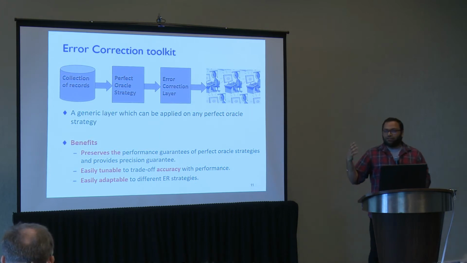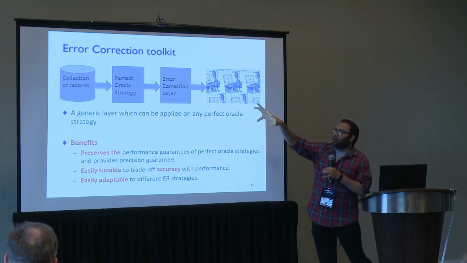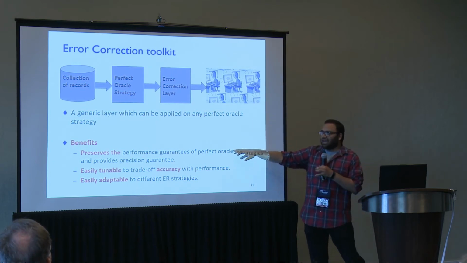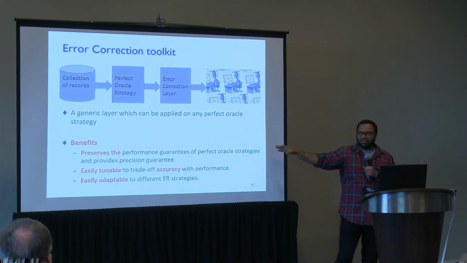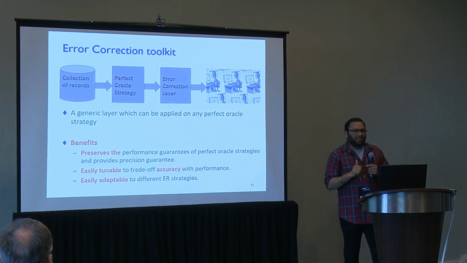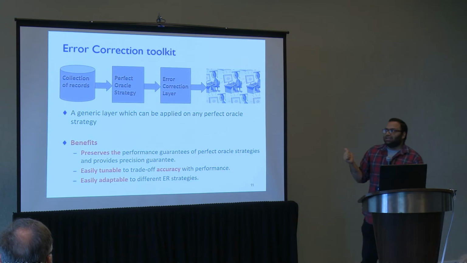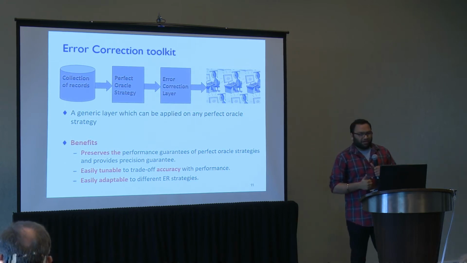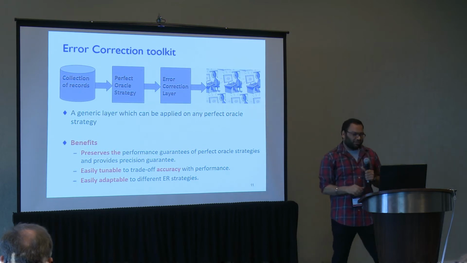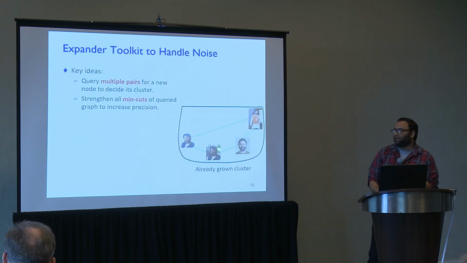And the benefit of a separate layer of error correction on top of perfect oracle strategies is that it maintains the performance guarantees of the different perfect oracle strategies. It is easily tunable with respect to the performance and accuracy, and it's easily adaptable to all the different strategies. So let's look into this error correction layer, what it consists of, and what are the key ideas behind it.